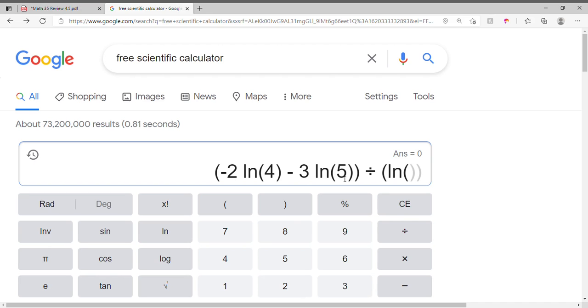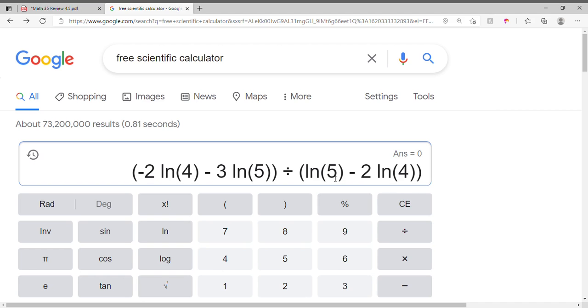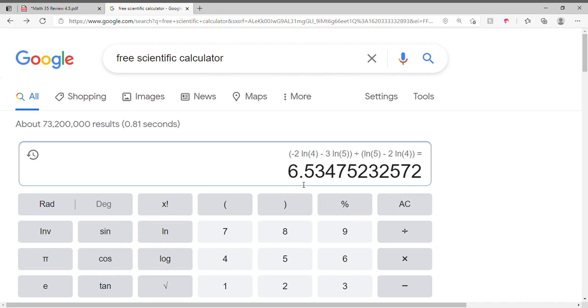This is the natural log of 5 minus 2 natural log of 4. And we'll make sure we close off the parentheses for the denominator. Click enter, and we have our answer, 6.535. Approximately 6.535 is our solution.